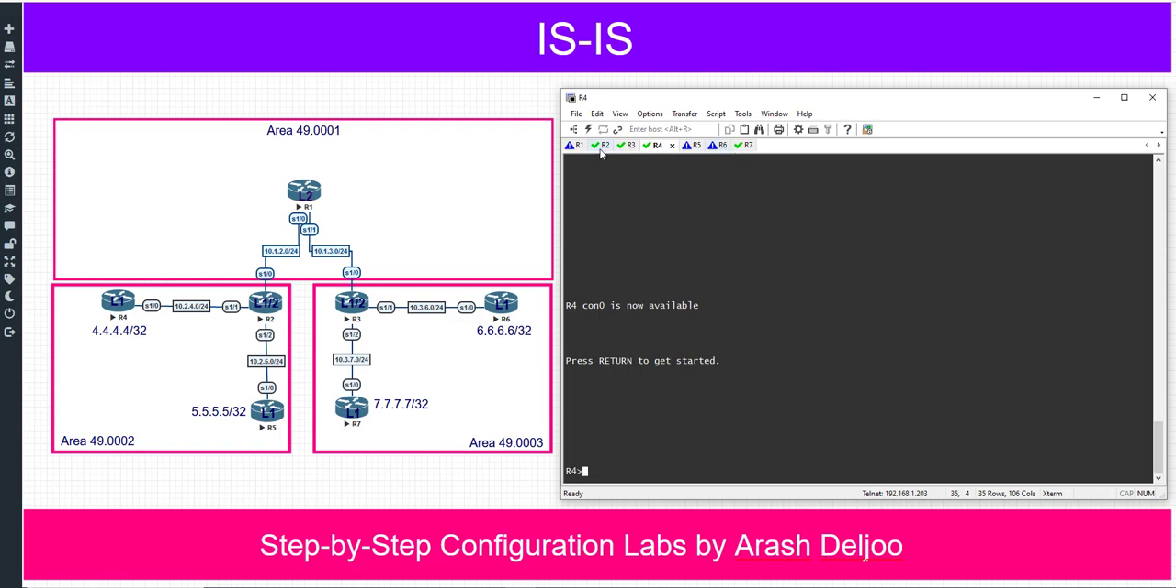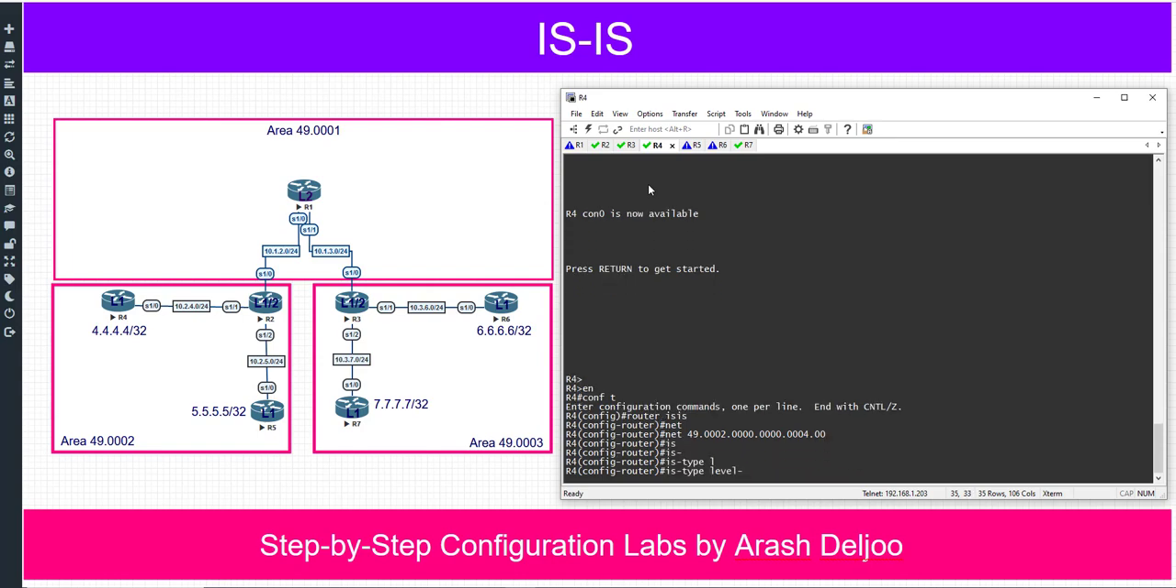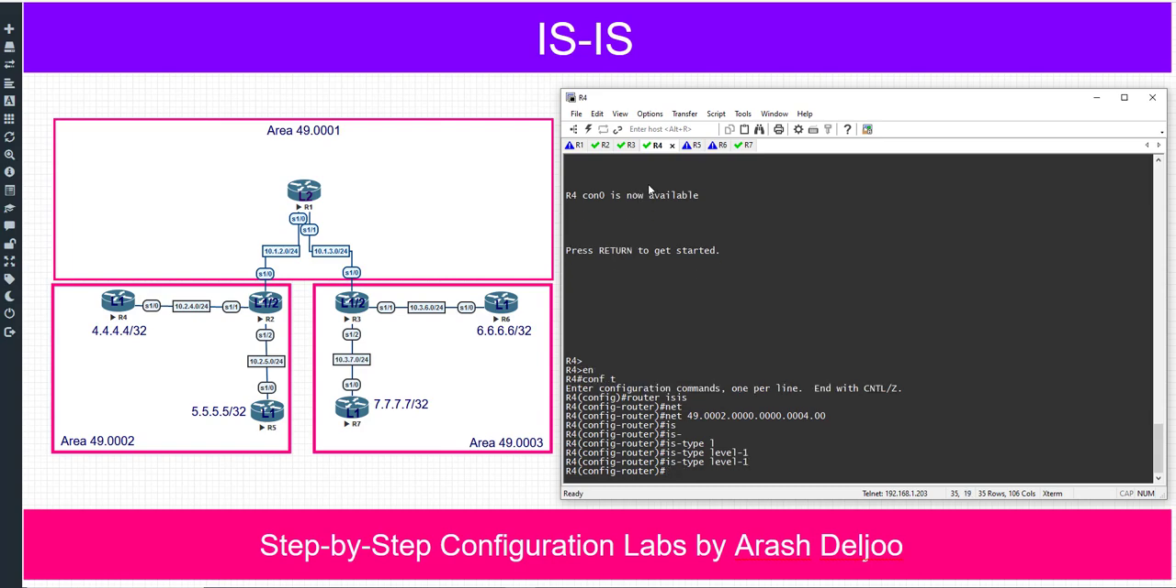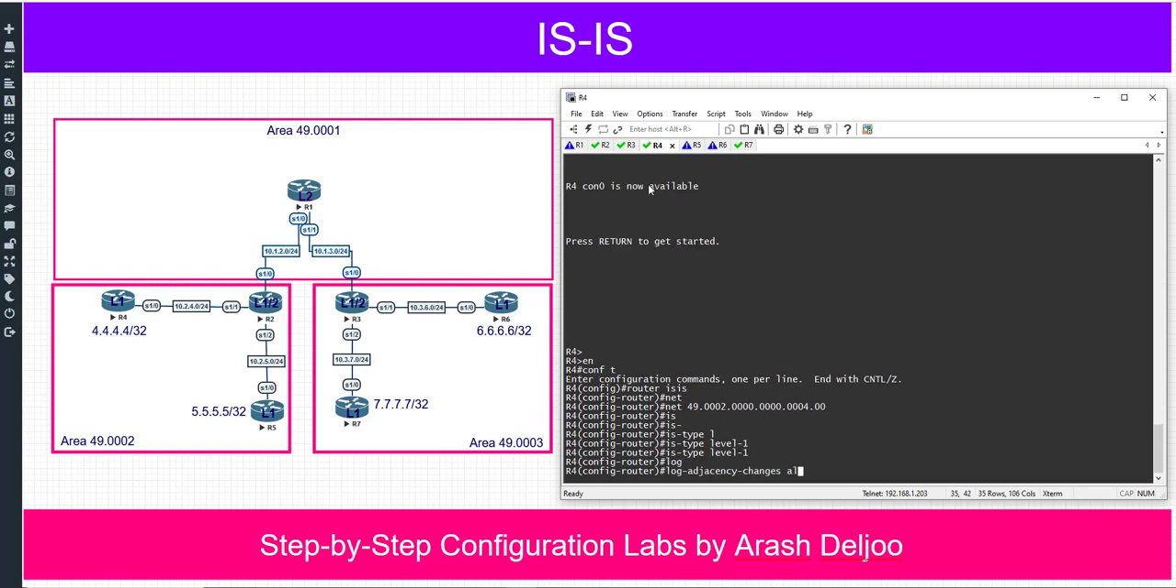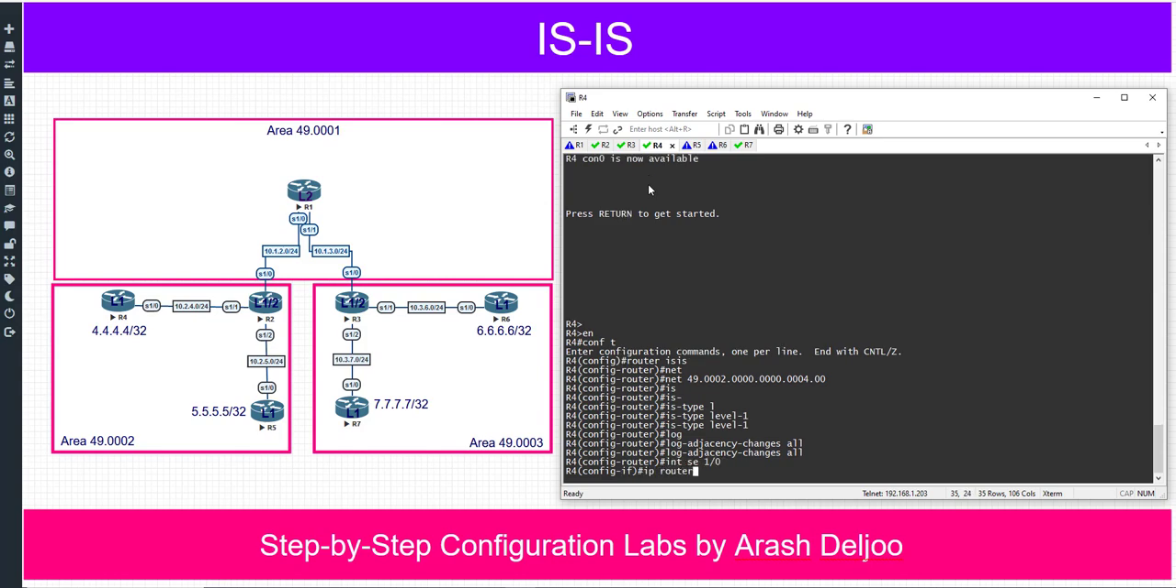In router 4, we first enable, configure terminal, and then router ISIS. The net address is 49.0.0.0, for example 2, then quad 0, then 0.0.0.4.0.0. Here we should configure the IS type as level 1, because the default is level 1-2. Then log adjacency change all. And then interface serial 1/0, IP router ISIS.